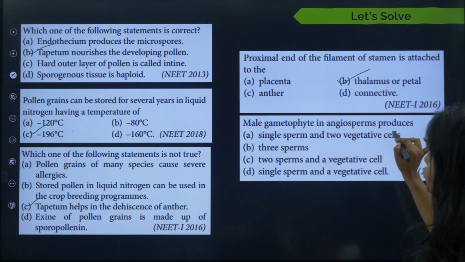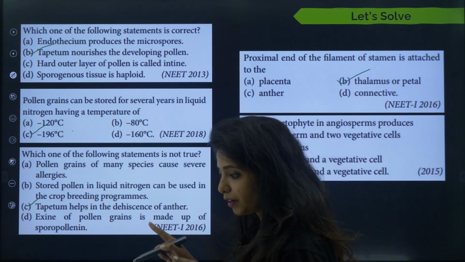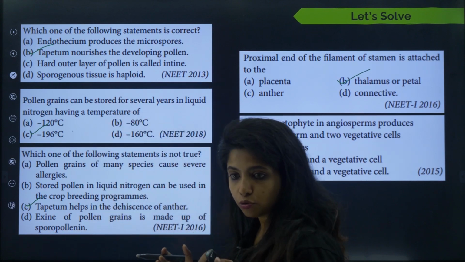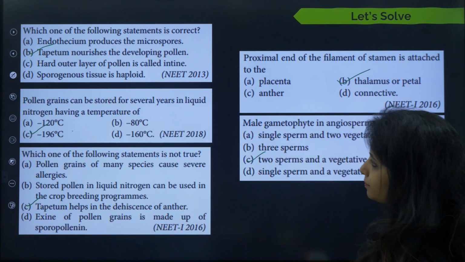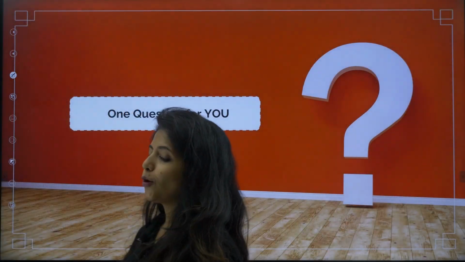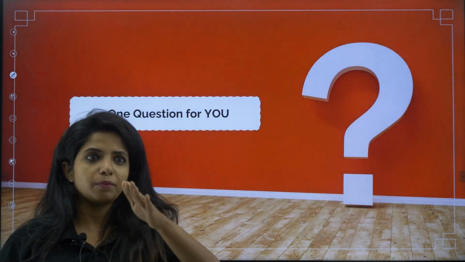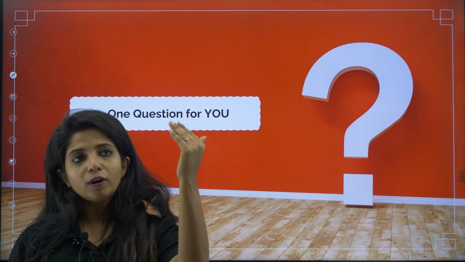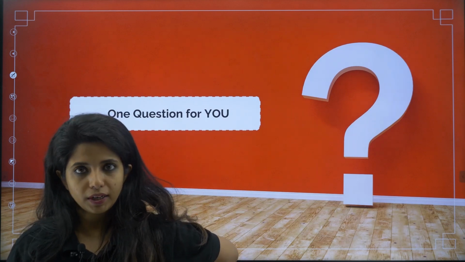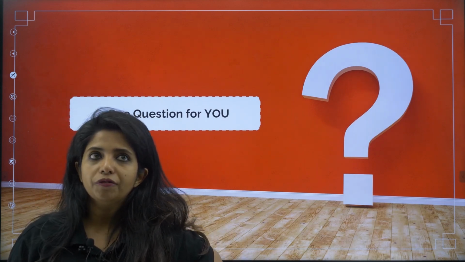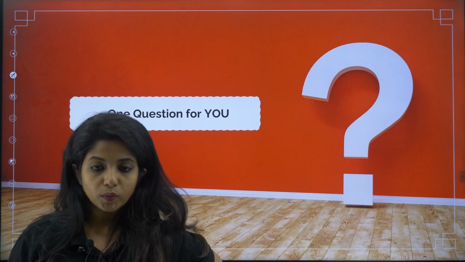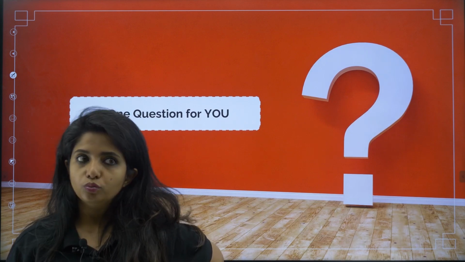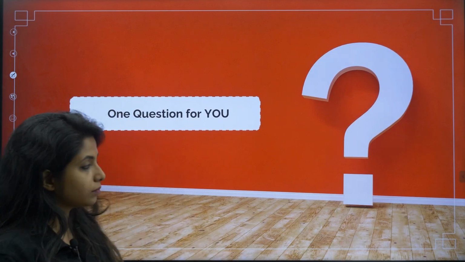Male gametophyte in angiosperms produces what, children? Gametophyte, that is the pollen. It will produce 2 sperms and 1 vegetative cell. Done. So that's all about microsporangium. All this type of questions have come. Apart from that, they have also asked about the ploidy. What is the ploidy of sporogenous tissue? It is diploid. What is the ploidy of male gametophyte? It is haploid. So you have to think for that.